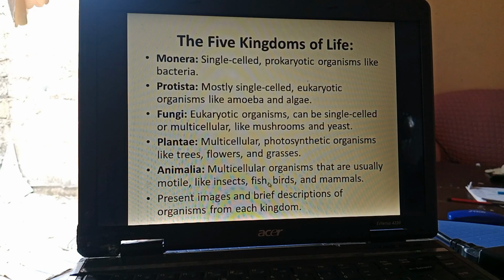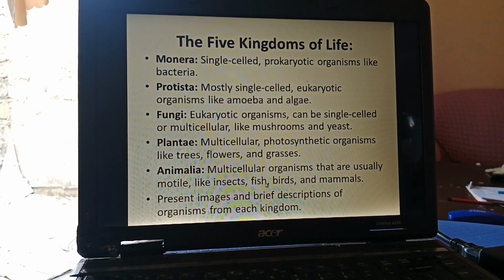I think for flowers, we can call it shrubs and grasses. Animalia, multicellular organisms that are usually motile like insects, fish, birds, and mammals. The teacher can present images and brief descriptions of the organisms from each kingdom.